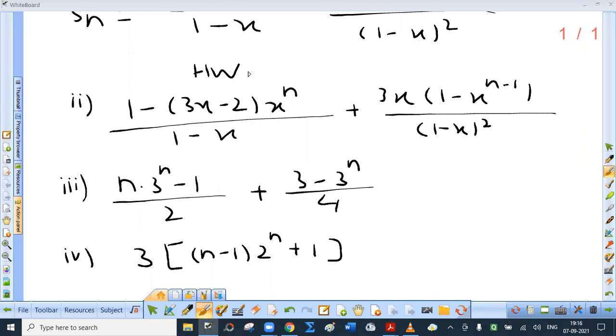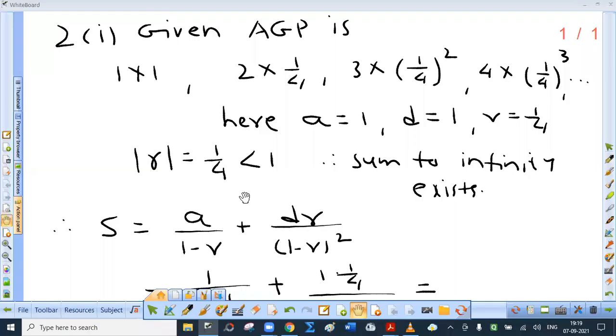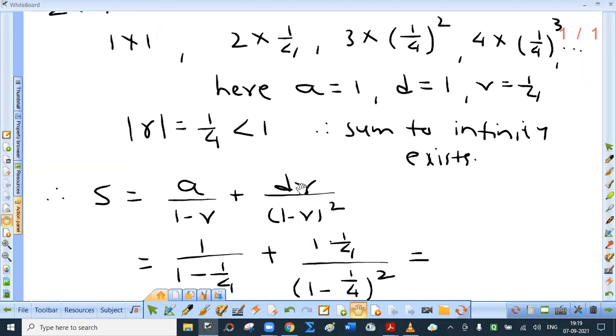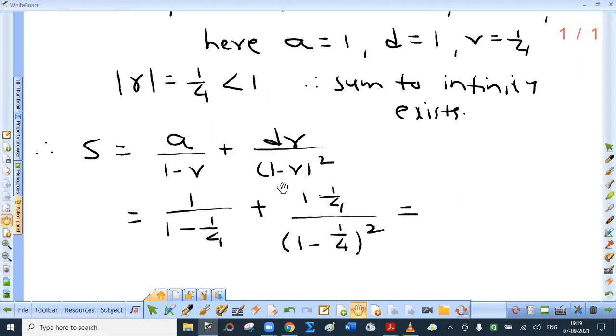Tell me what is the answer. So I write the given AGP as 1 into 1, 2 into 1 by 4, 3 into square of 1 by 4, 4 into cube of 1 by 4. First terms are terms of AP, second terms are terms of GP. Small a is 1, common difference of the AP is 1, common ratio of the GP is 1 by 4, less than 1, so sum to infinity exists. The formula: S is A upon 1 minus R plus dr upon square of 1 minus R. Substitute the values. Tell me the answer.